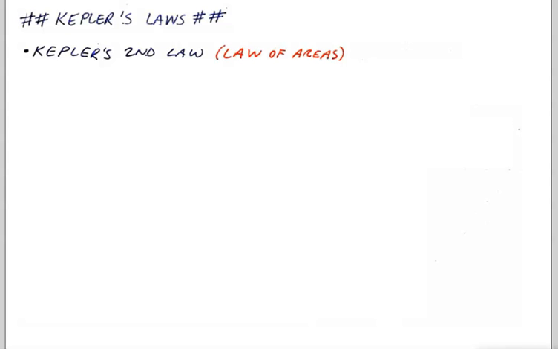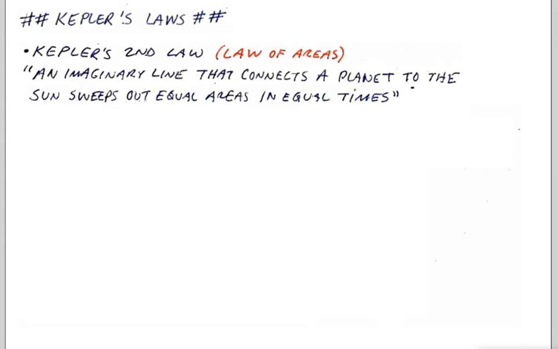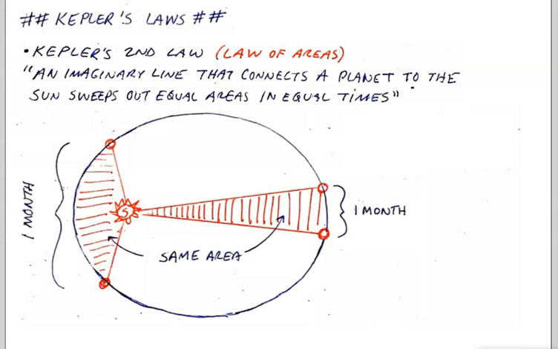Kepler's second law relates to the speed of a planet in orbit. It's also known as the law of areas. It says an imaginary line that connects a planet to the Sun sweeps out equal areas in equal times. So what does that have to do with speed? In a given month, the planet cuts pieces of pie that have the same area, but the shape of the pie pieces can vary greatly. The crust of one piece can be much longer than another.